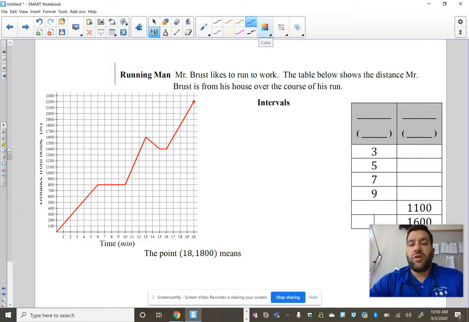Mr. Brust likes to run to work. The table below shows the distance Mr. Brust is from his house over the course of his run.